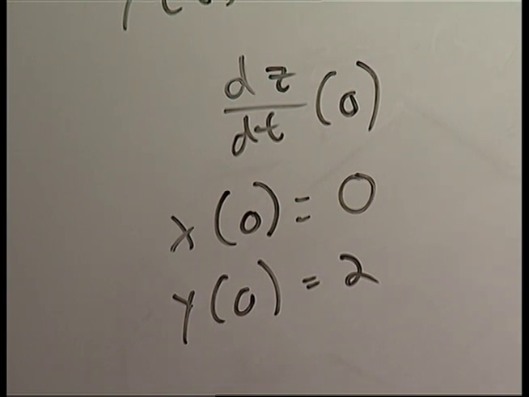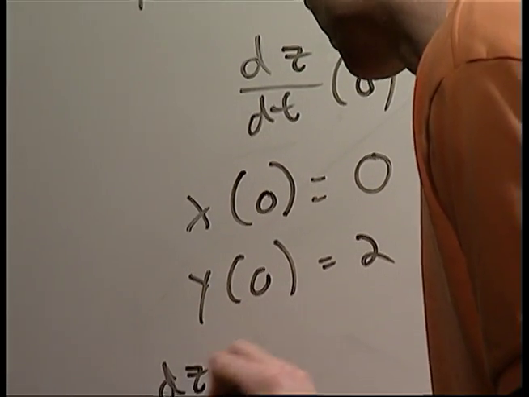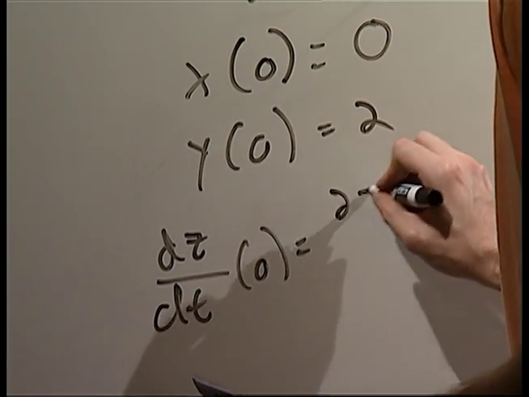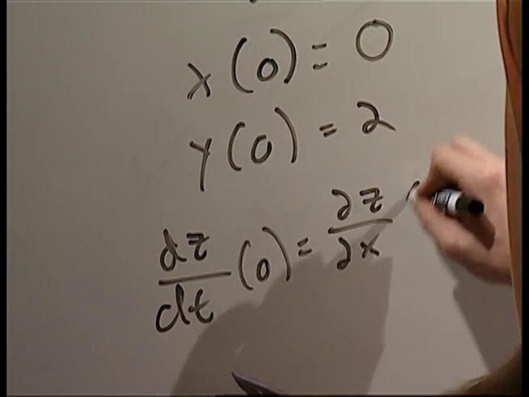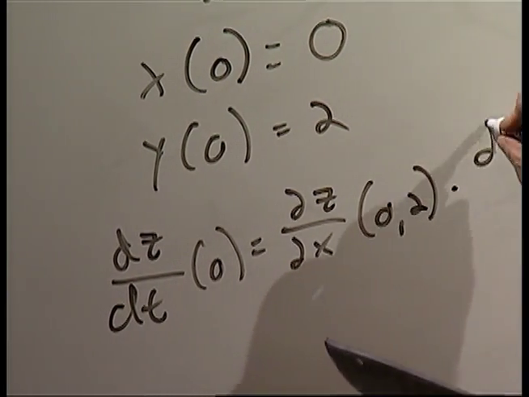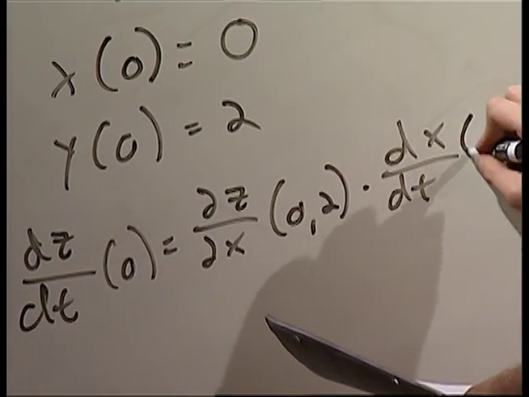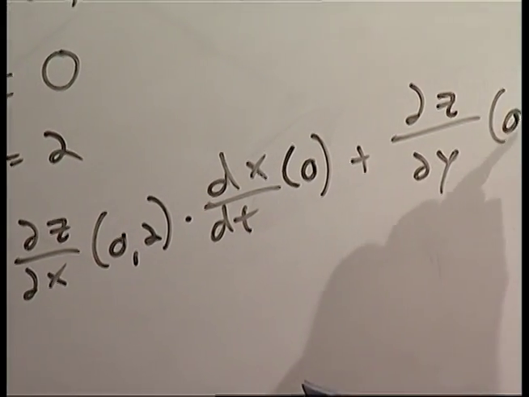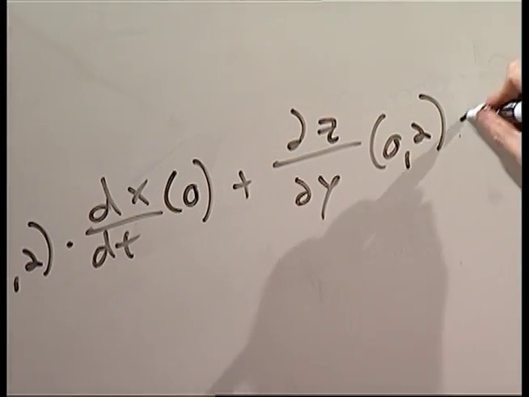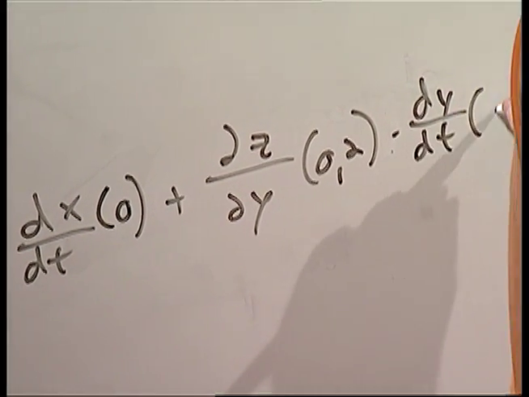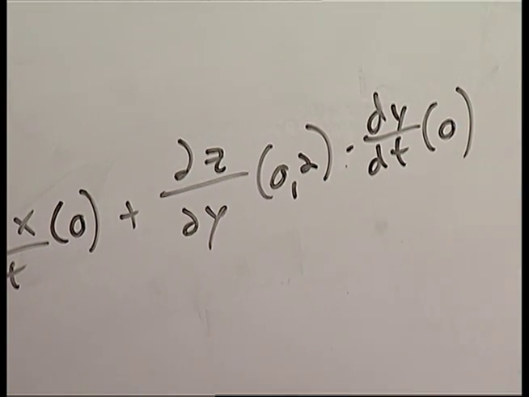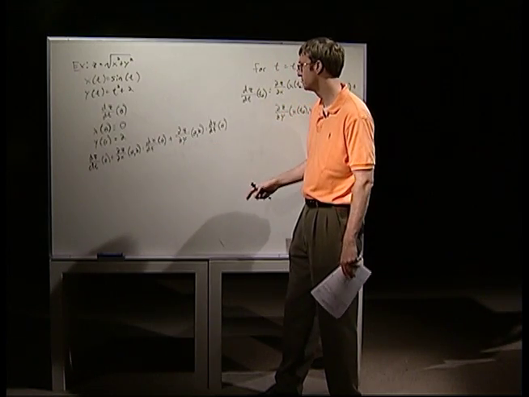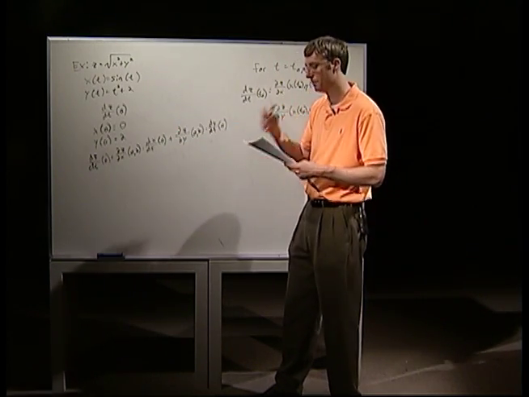Right? So I can just roll right on through, and dz/dt of 0 is partial z partial x at the point (0, 2) times dx/dt of 0, plus partial z partial y of (0, 2) times dy/dt of 0. This is sort of slanting upwards, but see what I'm saying here. This is just a matter of plugging in the point, and then plugging in the point over here for the dy's, right?